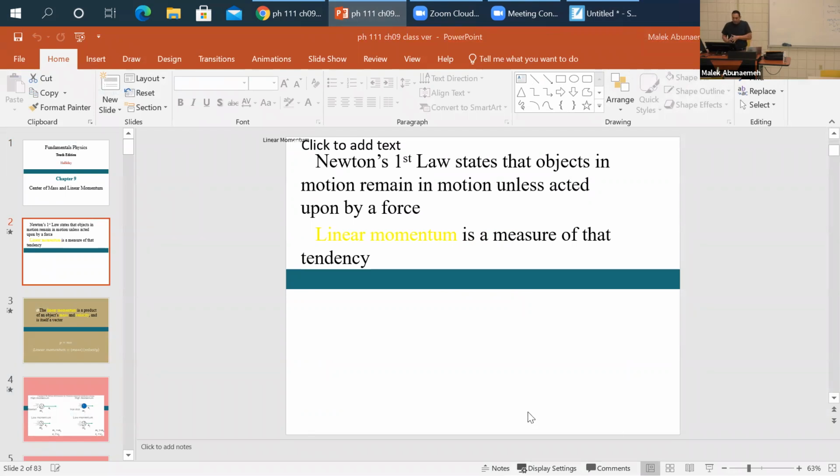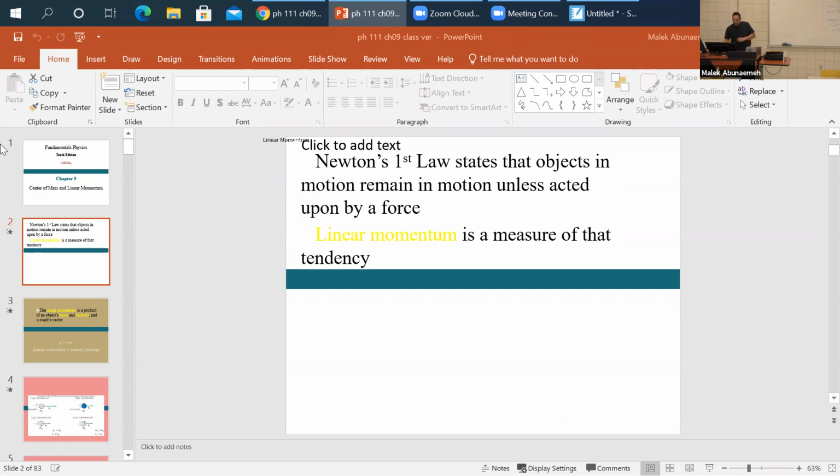So we talked about Newton's first law. Newton's first law states that an object in motion remains in motion unless acted on by a force. Motion stays in motion unless you have a force that actually slows it down, speeds it up, or stops it. And same thing, an object at rest stays at rest until you have a force that actually moves it. So now linear momentum, we talked about that in chapter 2, is a measure of that tendency.